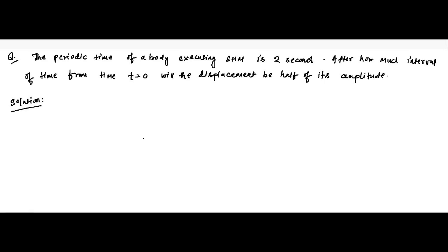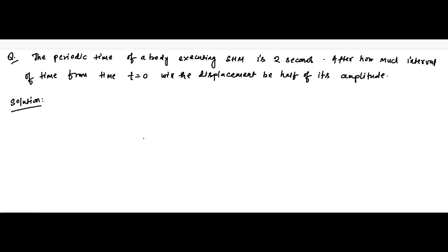So here is another question on simple harmonic motion equation. It is given that the periodic time of a body executing SHM, simple harmonic motion, is 2 seconds. After how much interval of time from the initial time, that is at t equals 0, will the displacement of that particle be half of its amplitude, that is the maximum displacement?